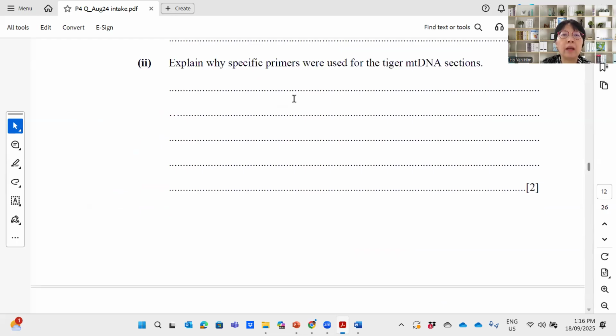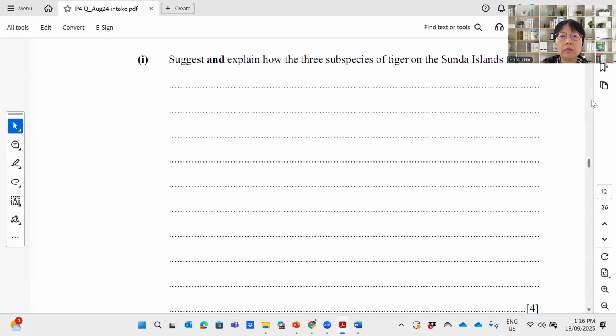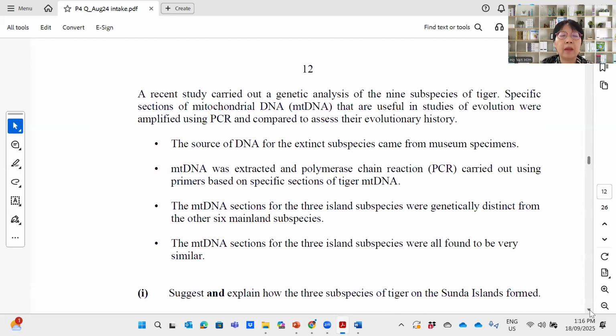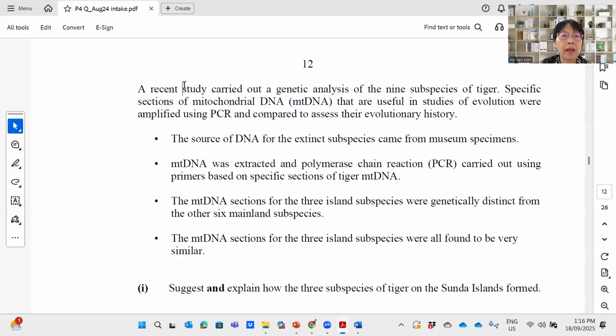Part 2. Okay, explain why specific primers were used for tiger mtDNA sections. So you need to read the passages, right? Okay, here. So in this passage, it says that recently there was a study being made to analyze the 9 subspecies of the tiger. So they look at specific section of mitochondrial DNA.